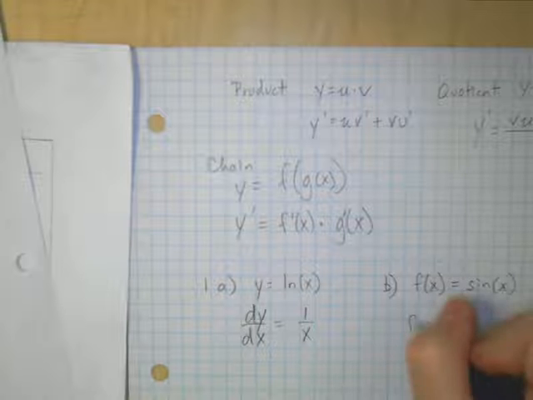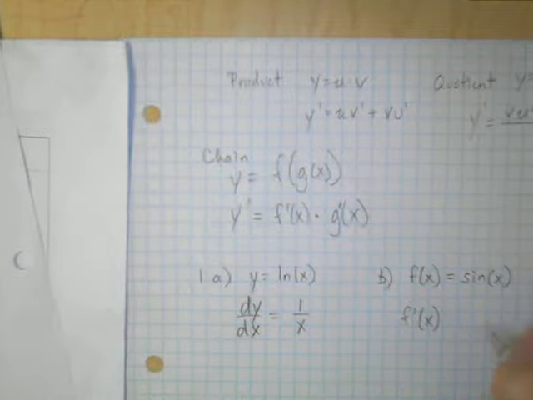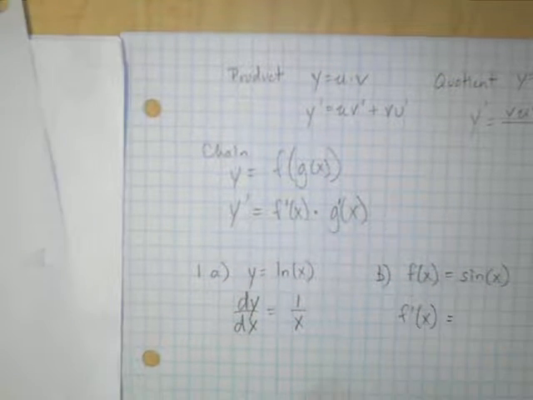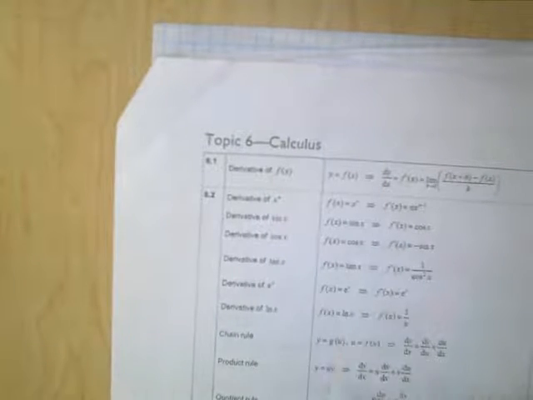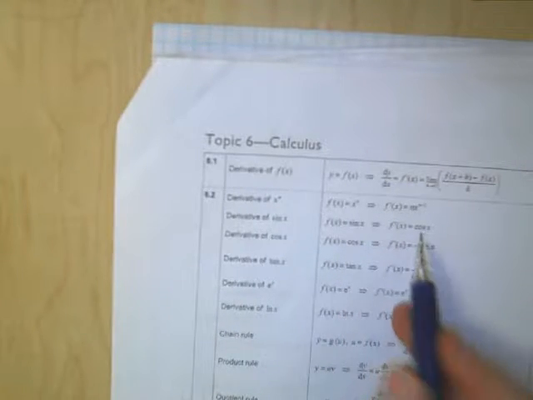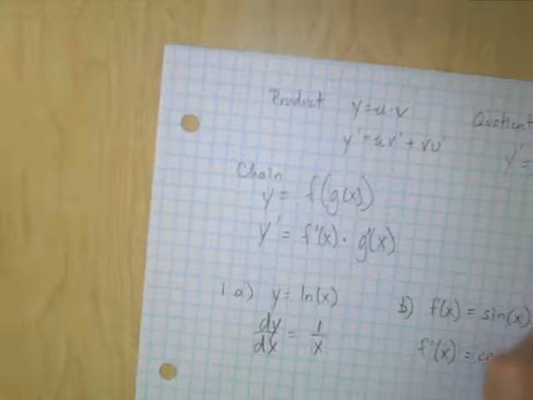Okay, letter B, they give me f of x is equal to sine of x, so therefore the derivative is going to be f prime of x. And again, I can just use my formula packet. This one's in my formula packet. Absolutely no excuse for making a mistake here. It's just cosine of x. So I'm just looking it up.